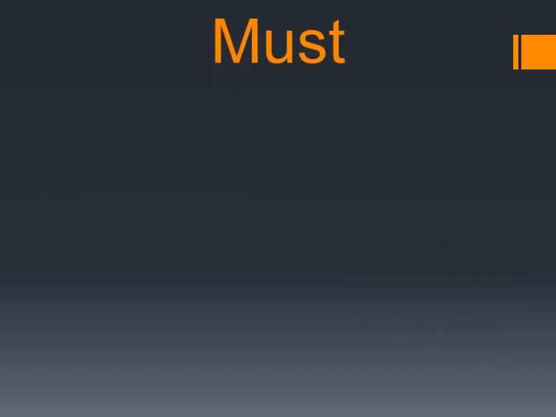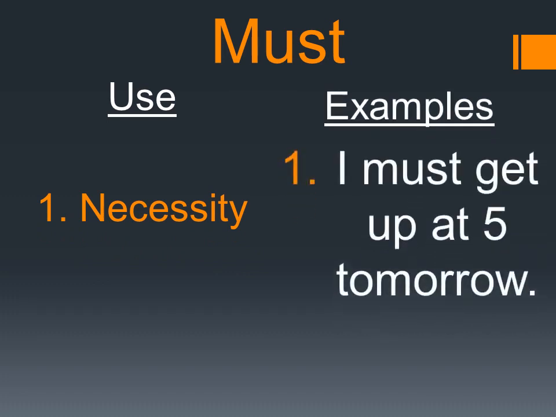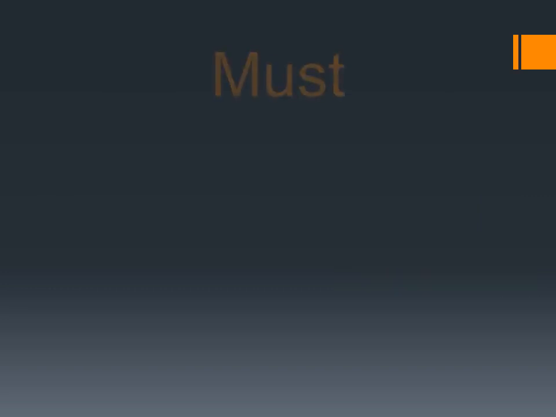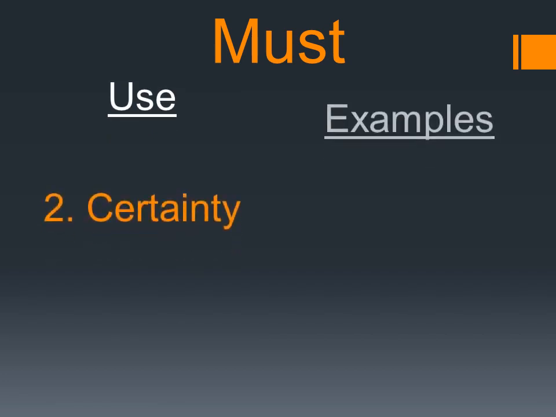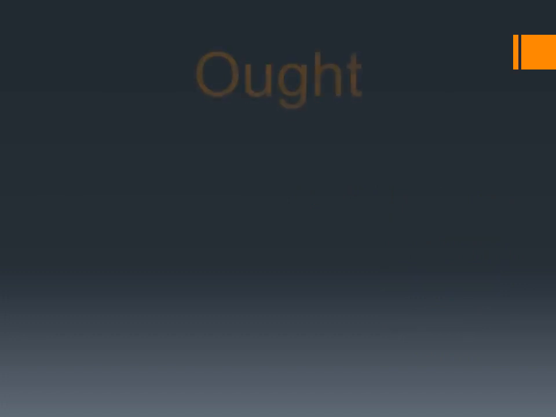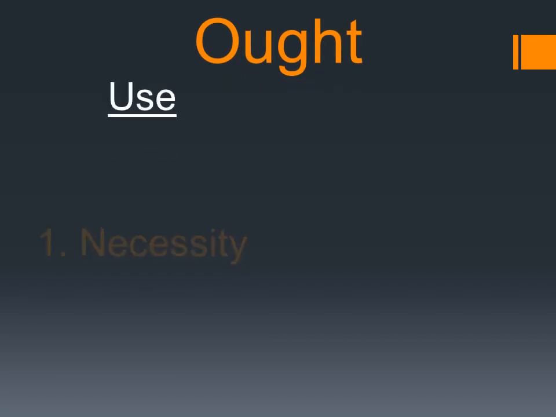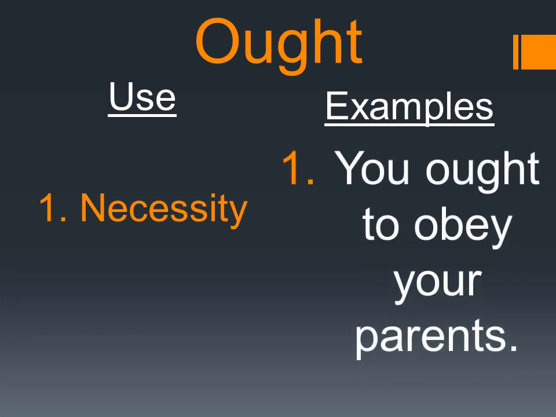Must. Our next modal is must. We use must for necessity. For example, I must get up at 5 tomorrow. Next use of must is certainty. For example, she must be at home now. Ought. It is used for necessity. For example, you ought to obey your parents.